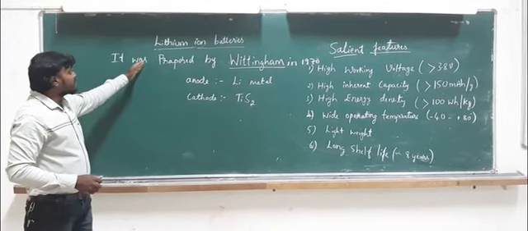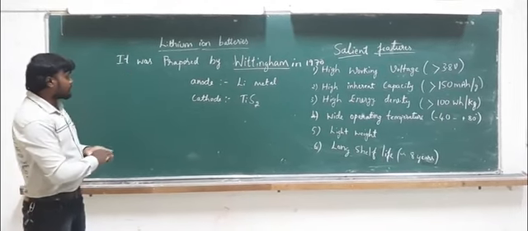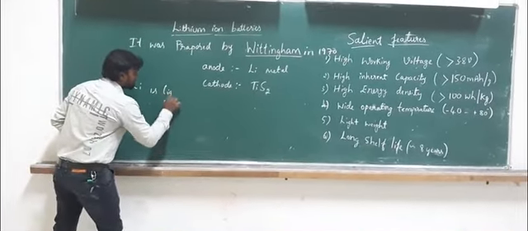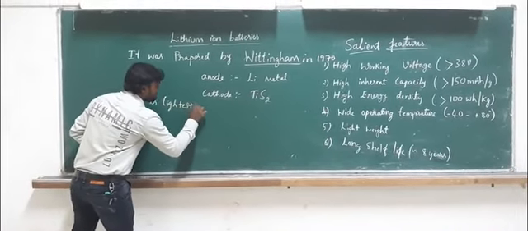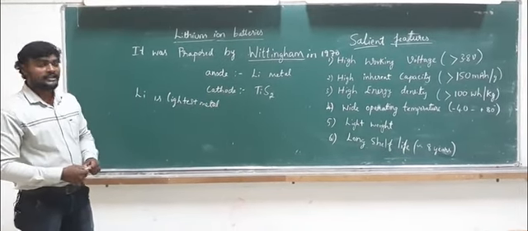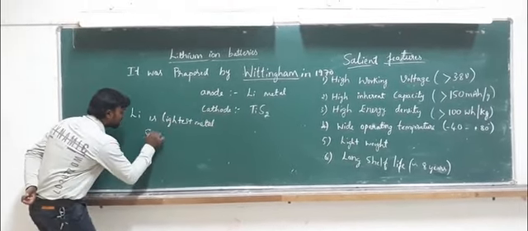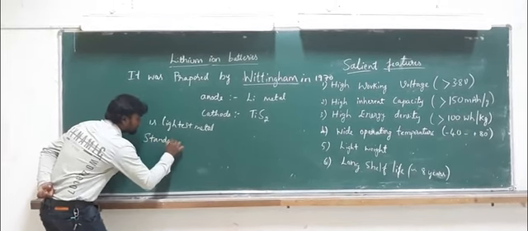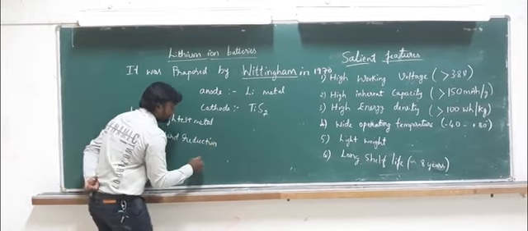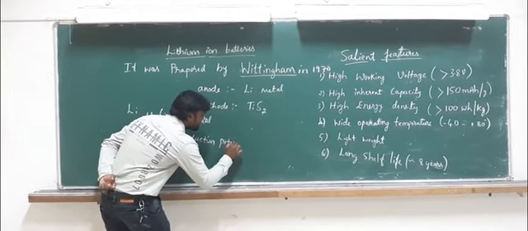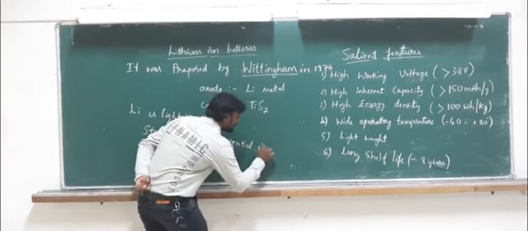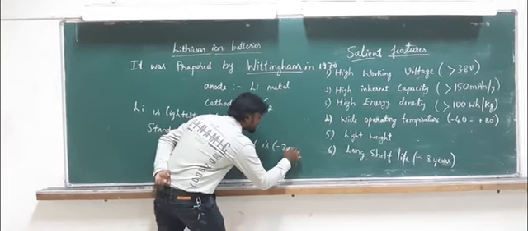So in this lithium ion battery, lithium is the lightest metal and it also has a very high standard reduction potential. Standard reduction potential is about minus 3.0 volt.